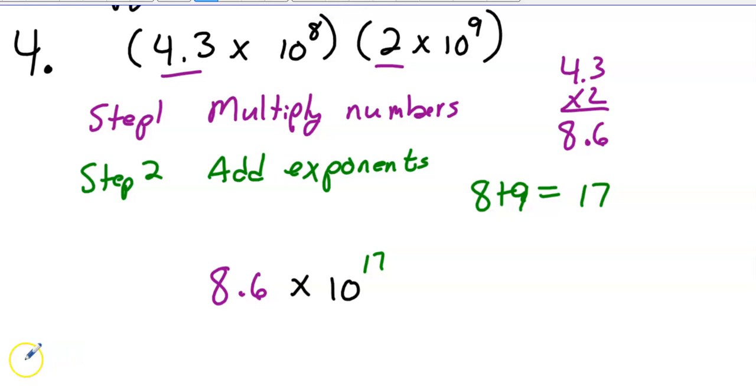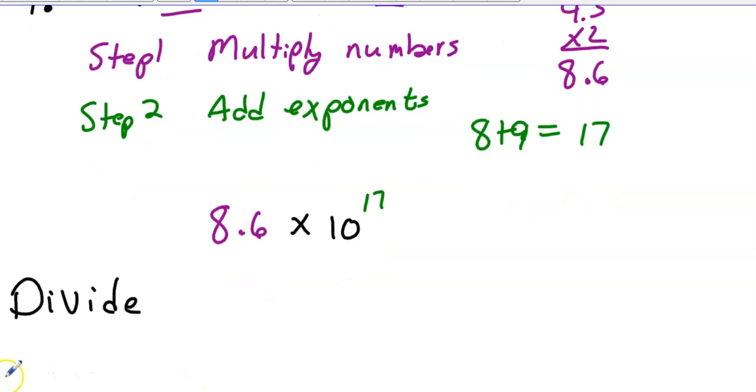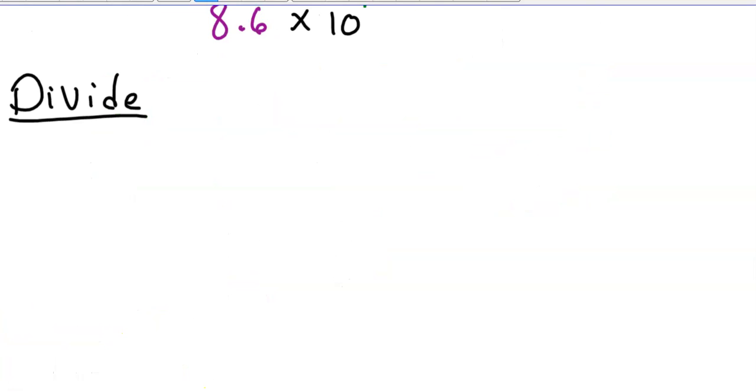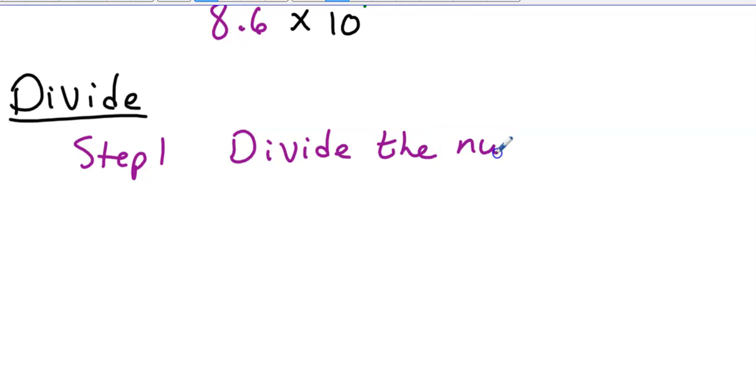Okay, and then the next thing they'll have you do, which again, they'll keep fairly basic here, is they're going to ask you to divide some numbers. And similar to the other one, just two things you're going to do. Step 1, you'll divide the numbers. And step 2, instead of adding the exponents together, since division is the opposite of multiplication, you just do the opposite of addition. So in this case, you'll subtract the exponents.